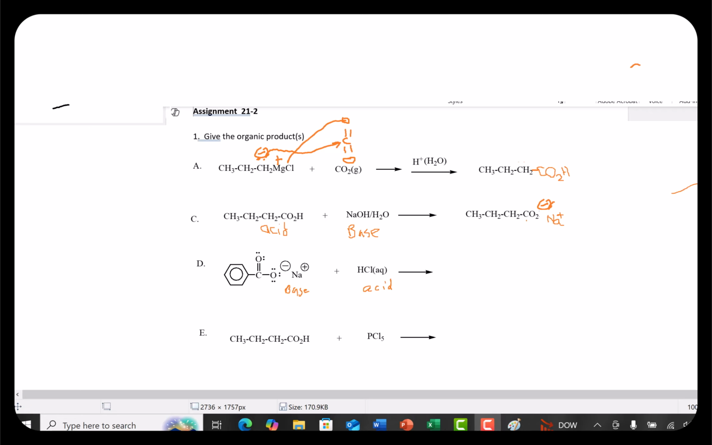All right, so the HCl donates a hydrogen ion. The hydrogen ion bonds to the O minus, producing the product here, which I'll now write out. Okay, there we go. And this is, if you remember, benzoic acid, and then sodium chloride is a byproduct. All right, next we look at reaction E.